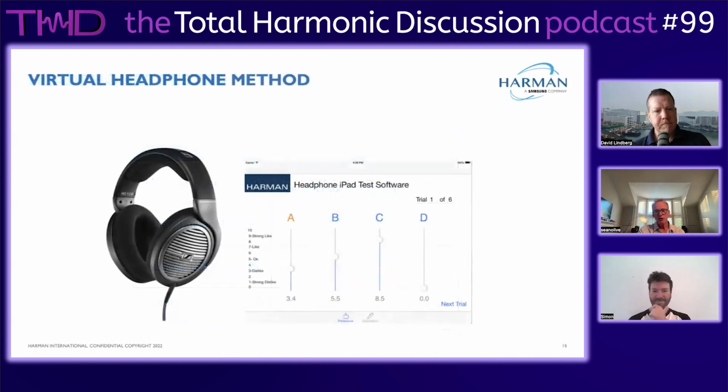So we took an open back headphone. This is not an expensive headphone. It's the Sennheiser HD 519 or 518.